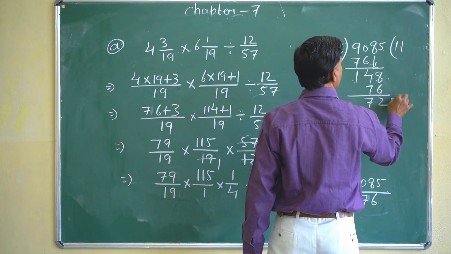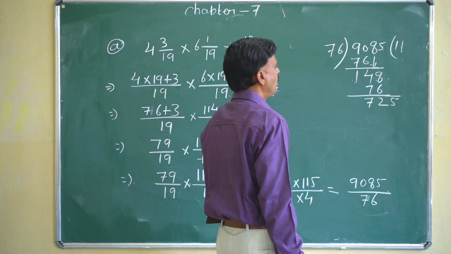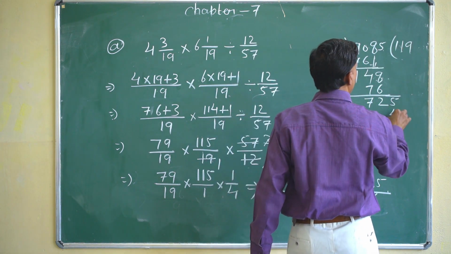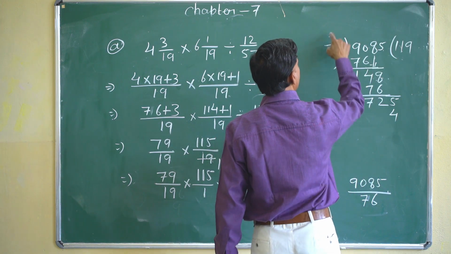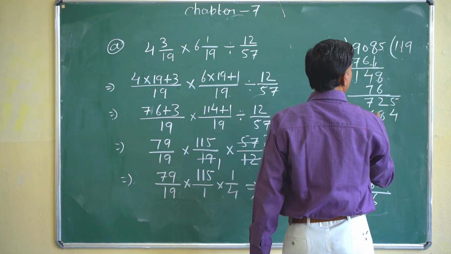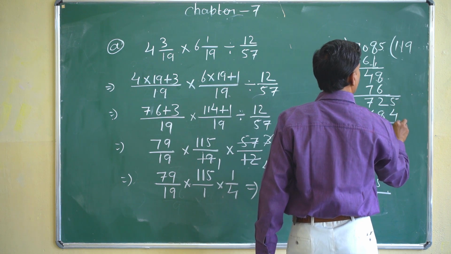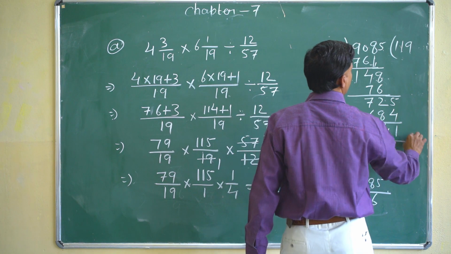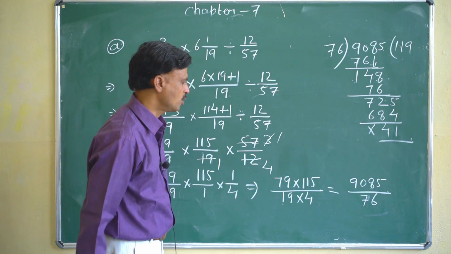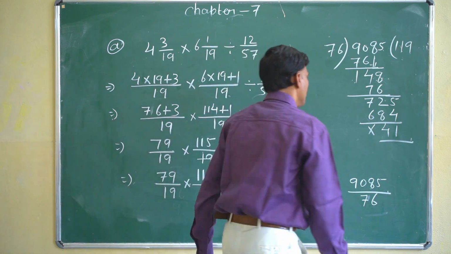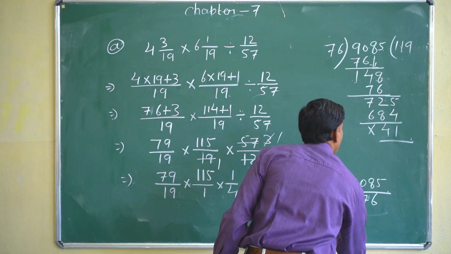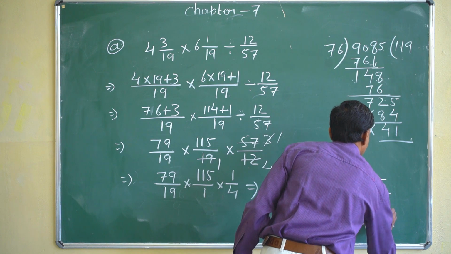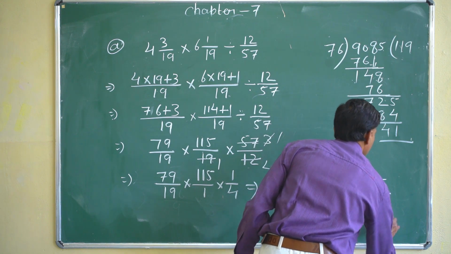Now we'll copy down here 5. It will be divisible how many times now? 9 times. 9 sixes are 54. 9 sevens are 63 plus 5 is 68. Okay, 5 minus 4 is 1. 12 minus 8 is 4. So 41 is the remainder. So in mixed fraction, this value we can write as 119 whole number 41 upon 76.